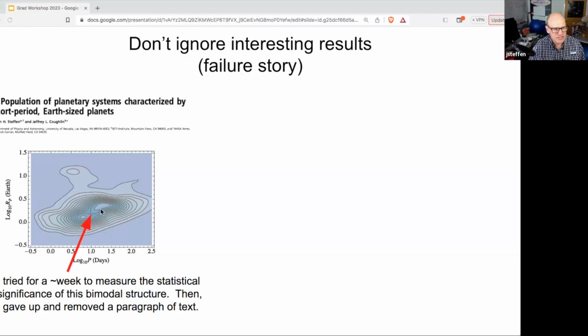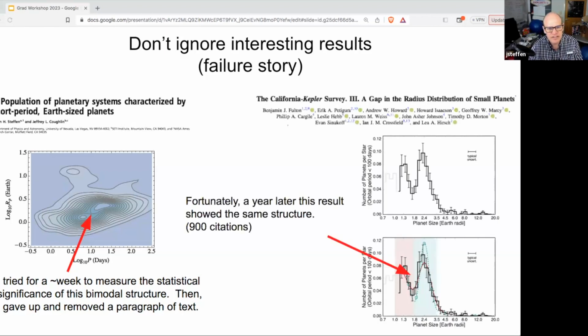And so I just dropped that analysis, removed a paragraph of text, and then a year later... so that was a mistake on my part, if for no other reason than the fact that you don't know necessarily what's going to take off and what's going to be interesting. So I saw something interesting, I started working on it, I wasn't able to complete it, and so I just completely dropped it. About a year later, that same peak was found in a different study that now has almost 1,000 citations to it.